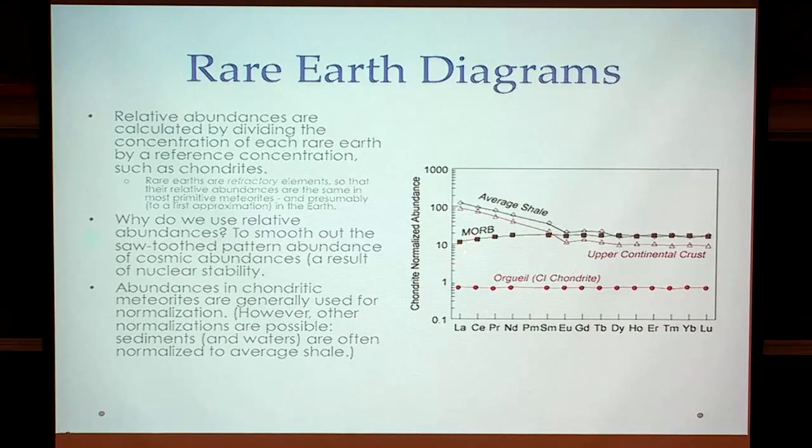Mid-ocean ridge basalts, again, show this light rare earth depletion. Continental crust shows light rare earth enrichment. Europium behaves a little differently because it can take on a different oxidation state. So when we see something like this, where it's not smooth, we call it an anomaly. That would be a negative europium anomaly.